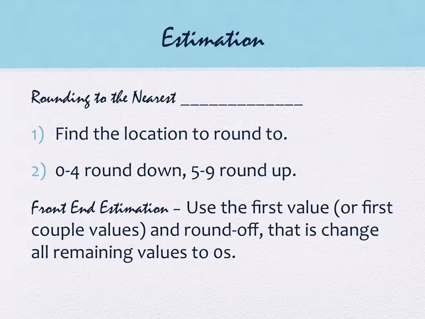And then front-end estimation, which isn't quite as familiar to you probably, is really just rounding down. So what it does is it keeps all the values the same and it turns everything after that into zeros. So you use the first value and then you turn everything into zeros. So it always is a smaller number than what you began with.